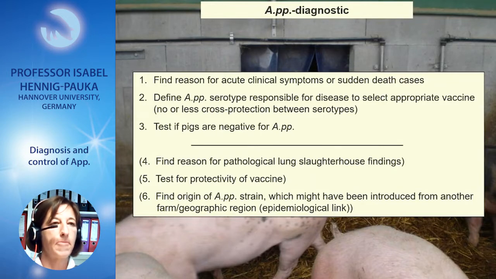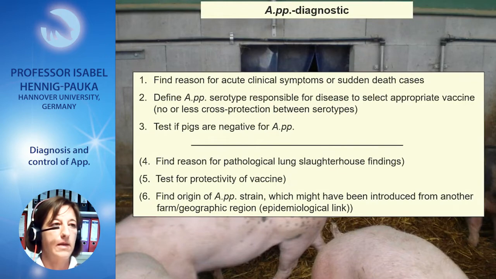These are mainly gilts. And the next 3 points are not so important. In my opinion, it's difficult to answer them with a diagnostic. For example, find the reason for pathological lung slaughterhouse findings, because very seldom you can culture APP from the lung alterations found in lungs from slaughterhouses, because it grows very delicate and mostly it's not possible. And if you want to test for the protectivity of vaccine, of course, it's not a proof if you find the pathogen, because you will not have a sterile immunity after vaccination.